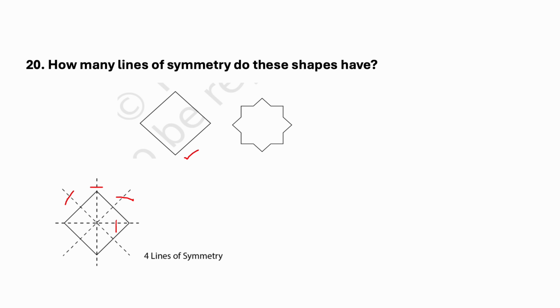Then see the next figure. We can draw lines of symmetry like this. Here we have 8 lines of symmetry.